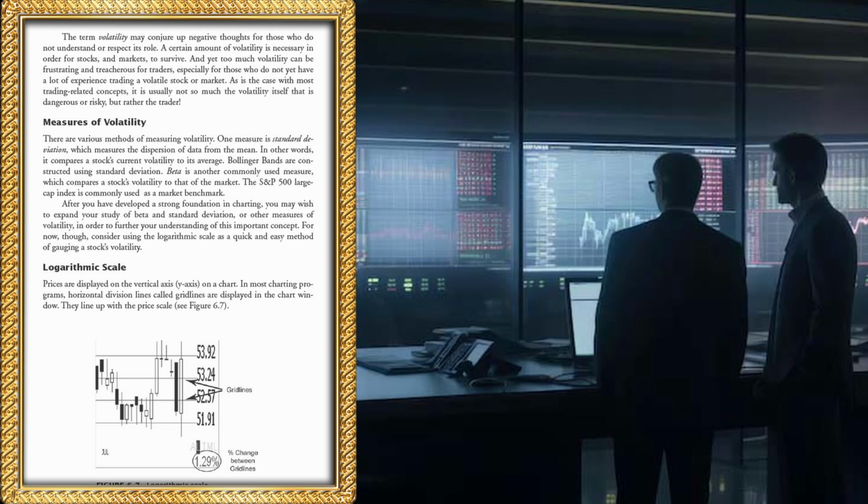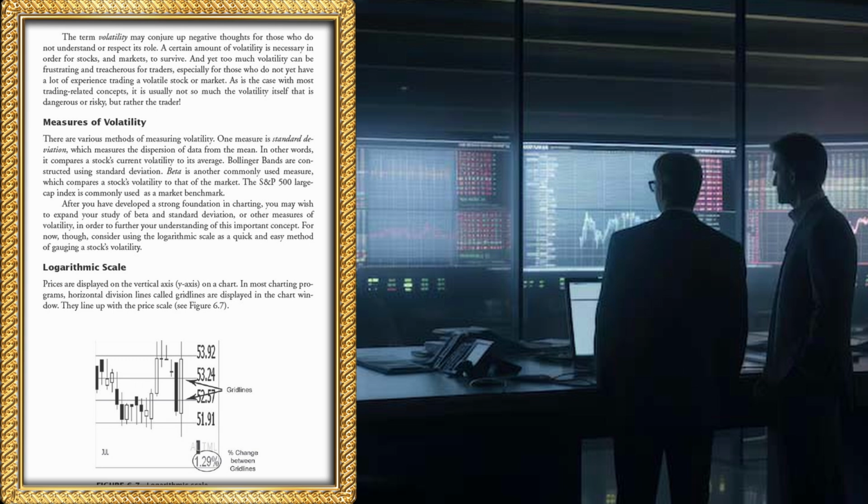Measures of volatility. There are various methods of measuring volatility. One measure is standard deviation, which measures the dispersion of data from the mean. In other words, it compares a stock's current volatility to its average. Bollinger Bands are constructed using standard deviation. Beta is another commonly used measure, which compares a stock's volatility to that of the market. The S&P 500 Large Cap Index is commonly used as a market benchmark. After you have developed a strong foundation in charting, you may wish to expand your study of beta and standard deviation, or other measures of volatility, in order to further your understanding of this important concept.